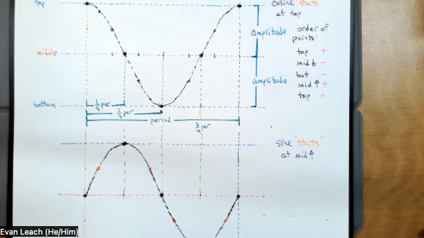Questions? It's just naming of parts. That's what I mean by one cycle. The period is the length of one cycle. The amplitude is the distance from the middle to the top. So something about how tall the graph is. Is that okay?